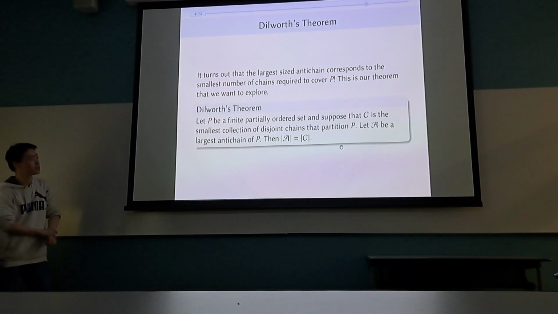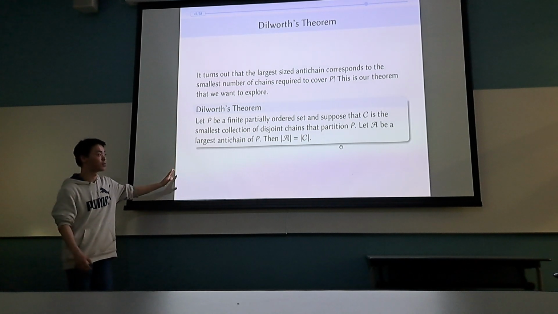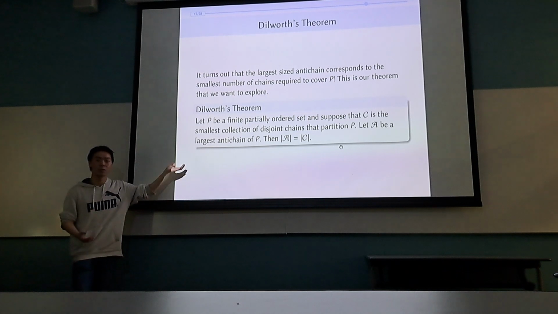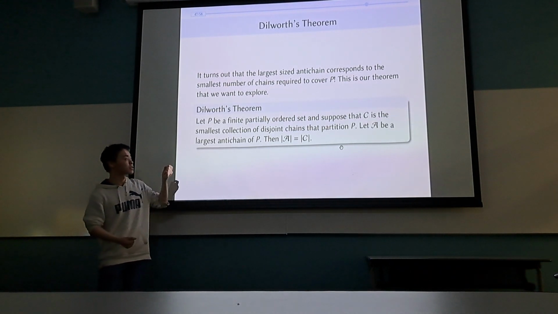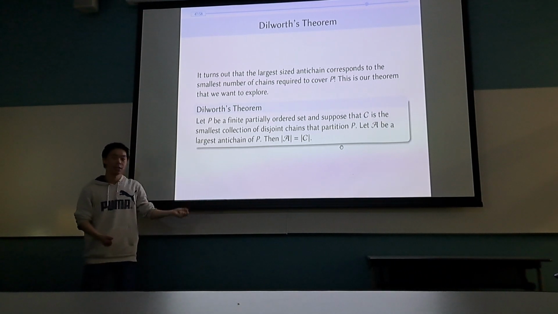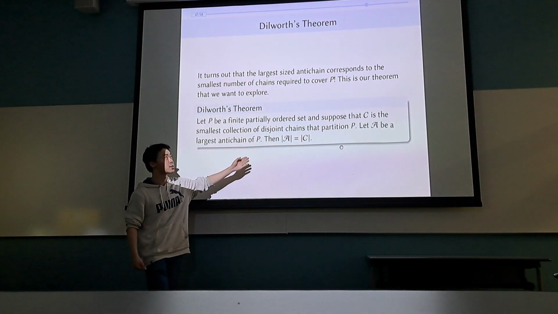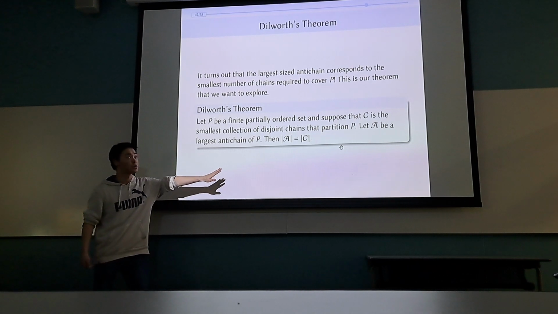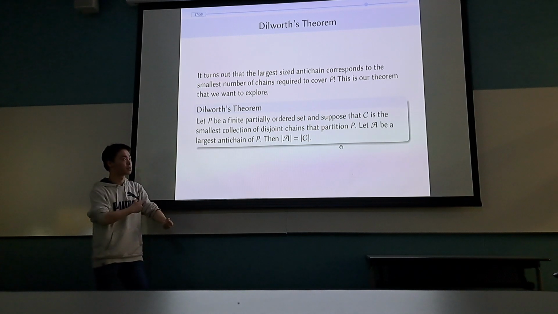All right, so let's go through Dilworth's theorem. Suppose I have a collection of disjoint chains that completely partition P, and suppose that C is the smallest such collection of chains. We're also going to denote A to be the largest antichain of P. It turns out that the size of the largest antichain corresponds to the smallest number of chains that completely partition your set.